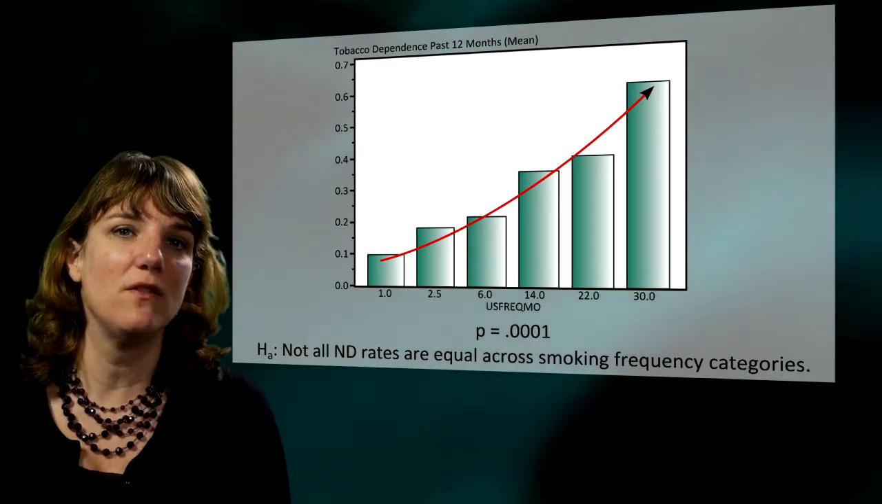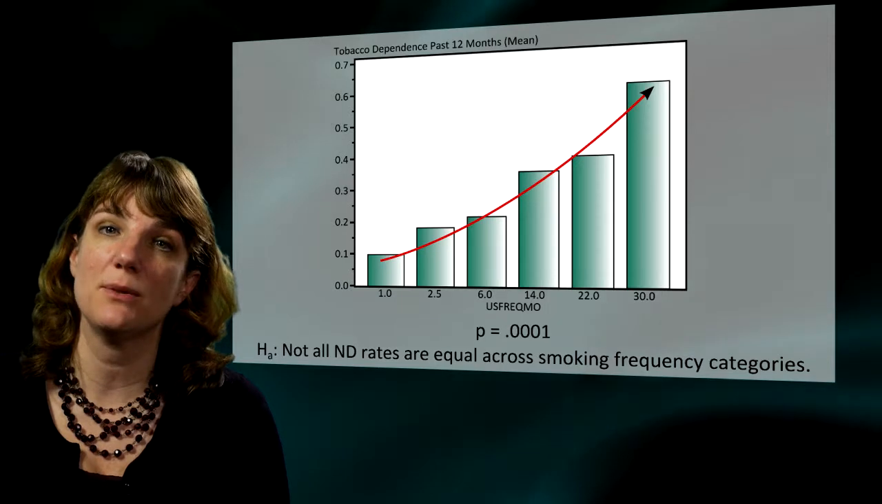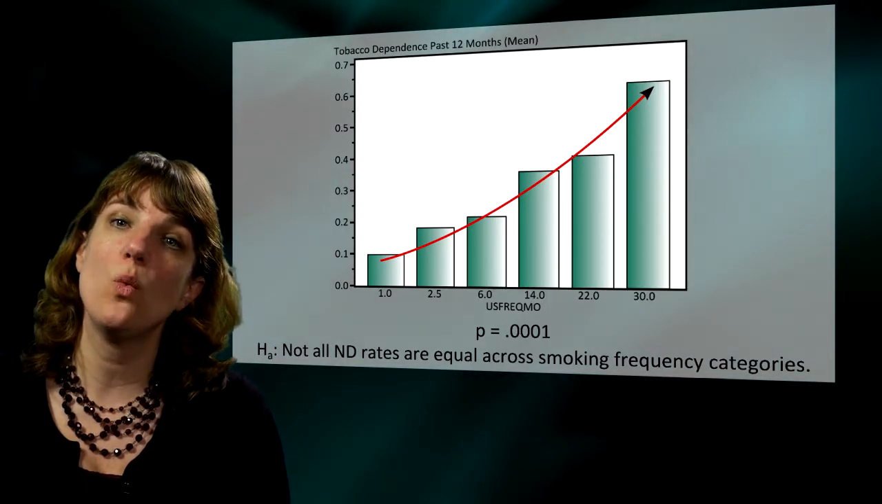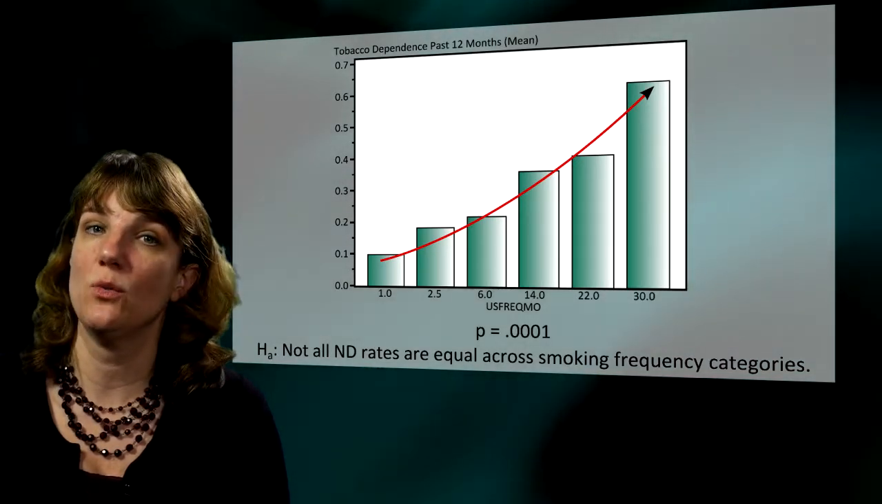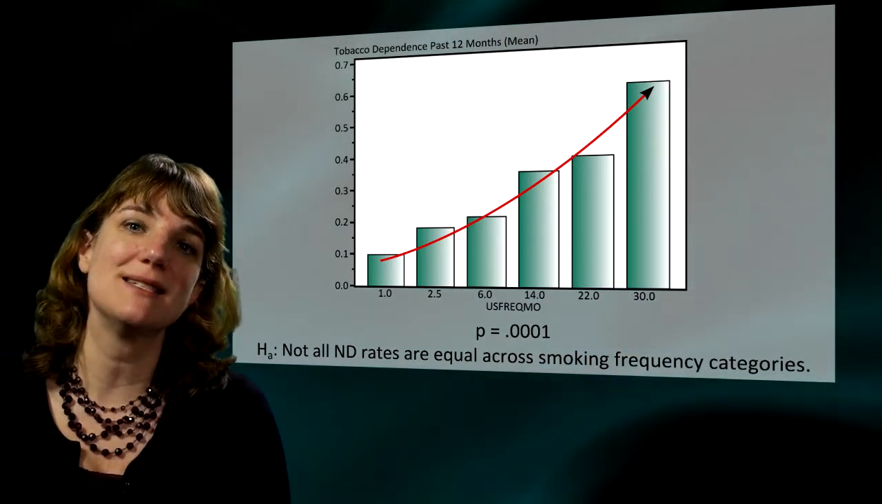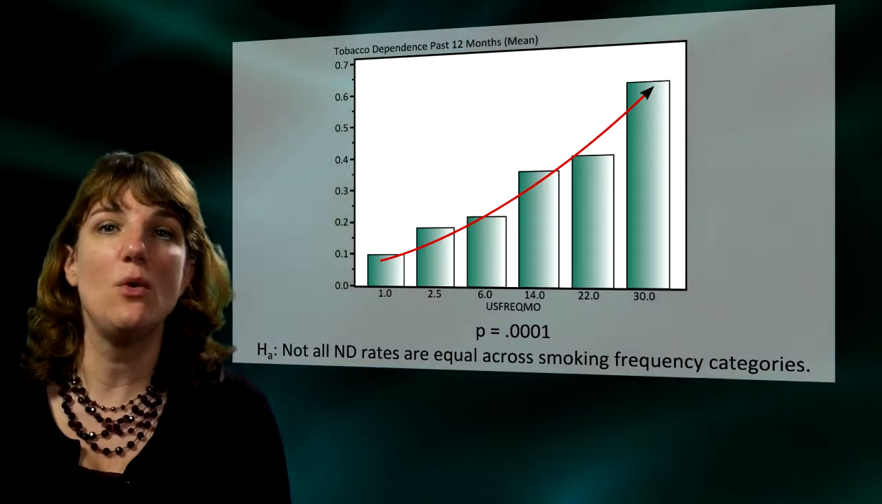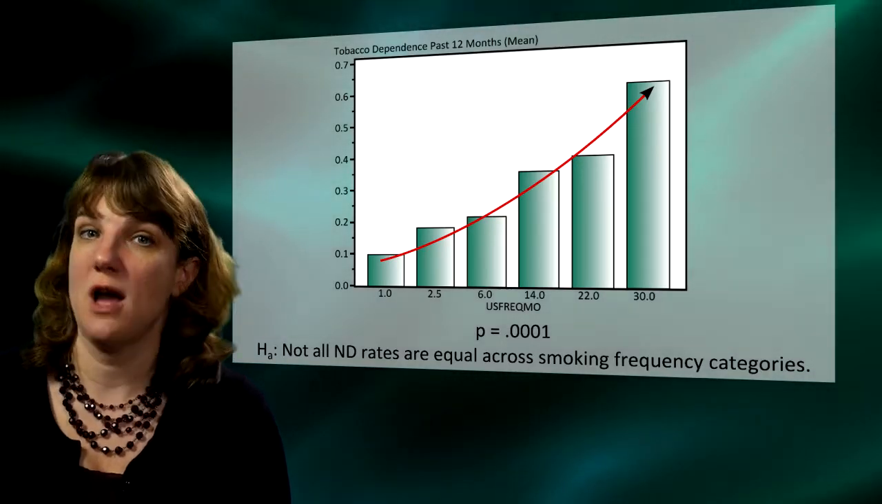If my explanatory variable had only 2 levels, I could interpret the 2 corresponding column percentages and be able to say which group had a significantly higher rate of nicotine dependence. But my explanatory variable has 6 categories, so I know that not all are equal, but I don't know which are different and which are not.